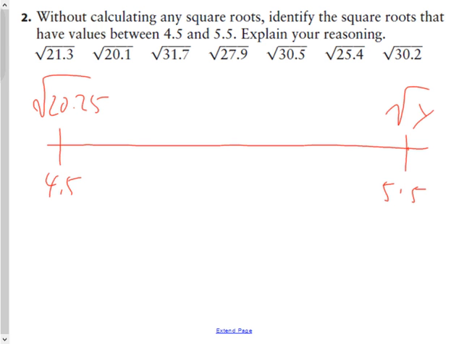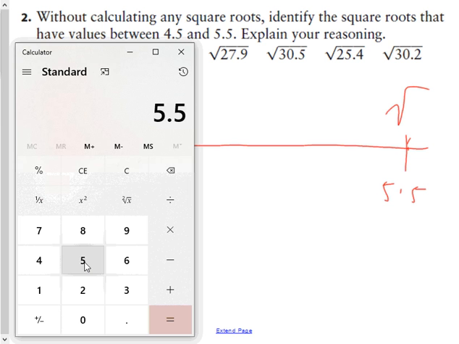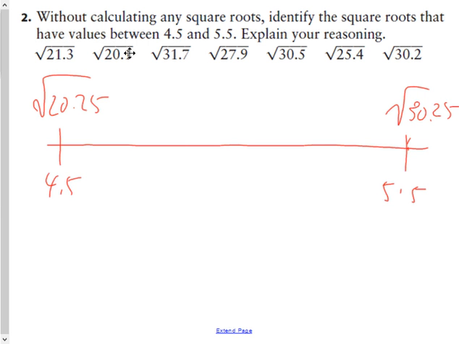So if I think about the same thing over here with y, what number has a square root of 5.5? If I grab my calculator, instead of multiplying by itself, I'm going to actually use the square button. It's 30.25. So now that I've interpreted using this number line, I know that any number that is between 20.25 and 30.25 will have a square root between 4.5 and 5.5.